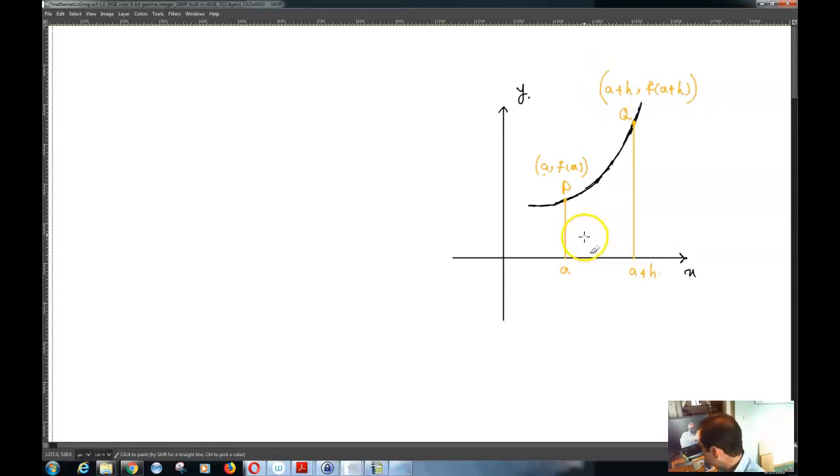Again, this point over here would be f of a plus h, and this point over here would be f of a. And the function itself, I can call it y equal to f of x.